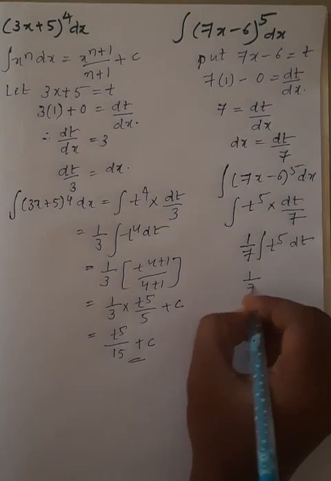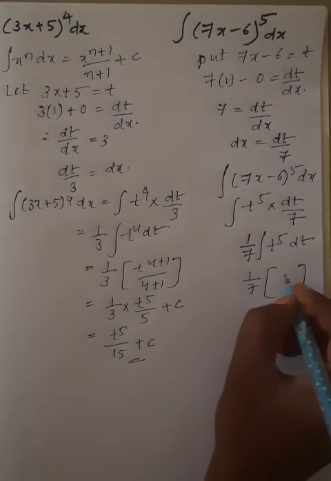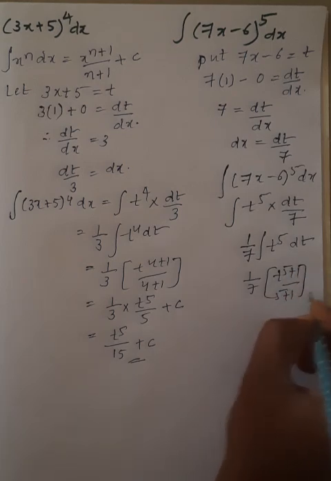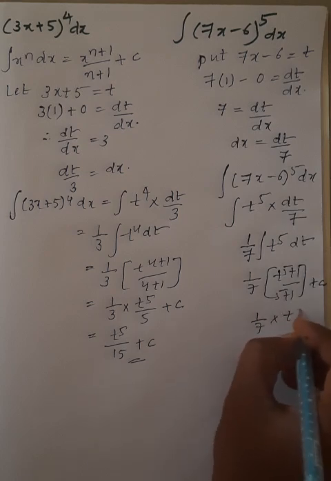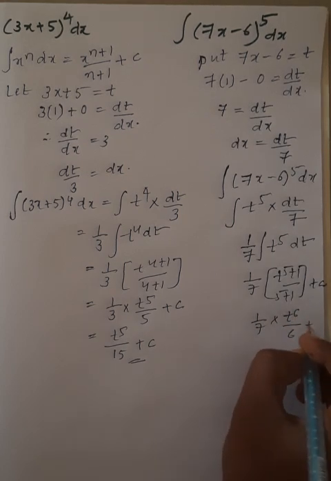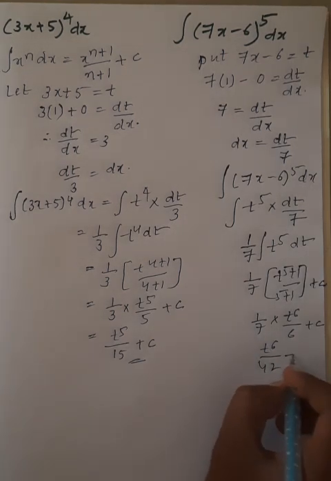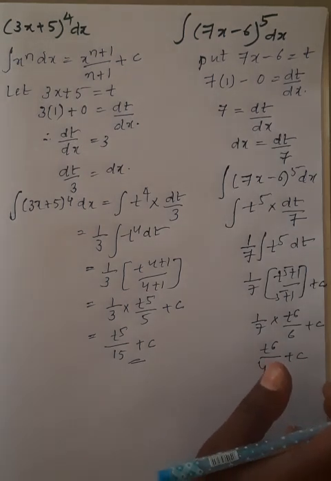1/7 into t^5 integration we have already known: t^(5+1)/(5+1) + c. So 1/7 into t^6/6 + c. So t^6/6, 6 sevens are 42, so it is t^6/42 + c. So this is our final answer for the given two questions.